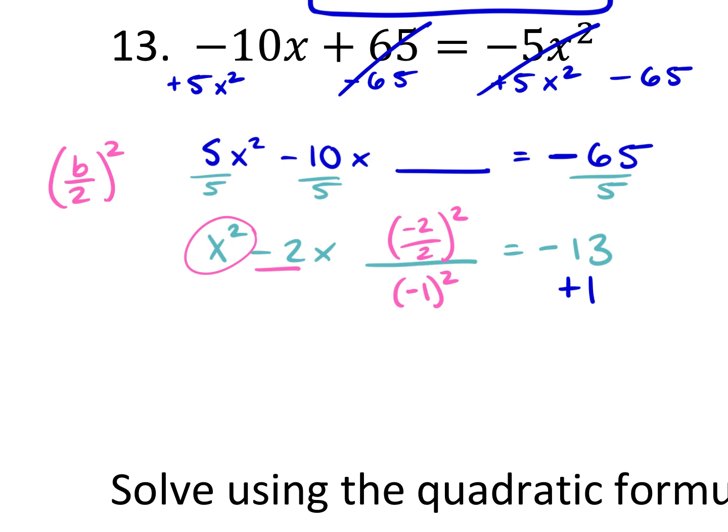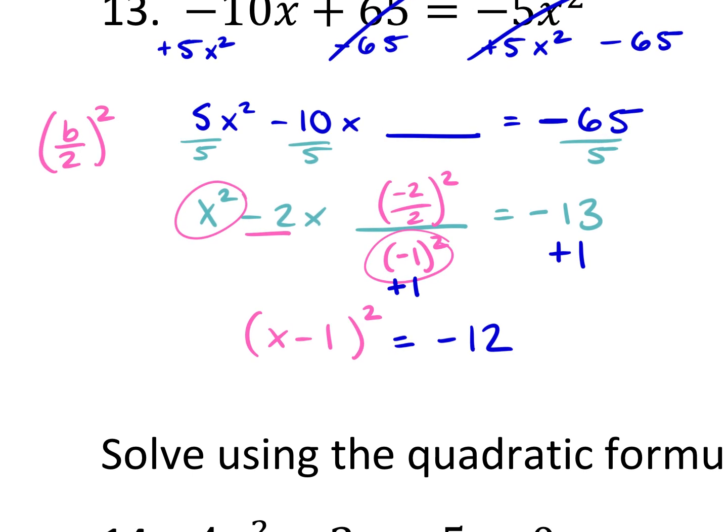So then this would be equal to what? Negative 12. What should we do next? Square root both sides. Perfect. So it's going to cancel out with the squared. So we have x minus 1 is equal to, can I take the square root of a negative? No. So what do you think our answer would be here?